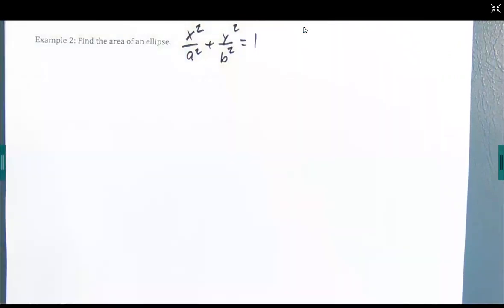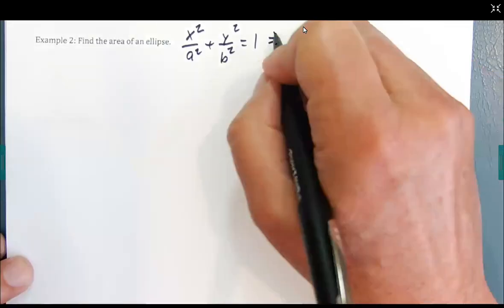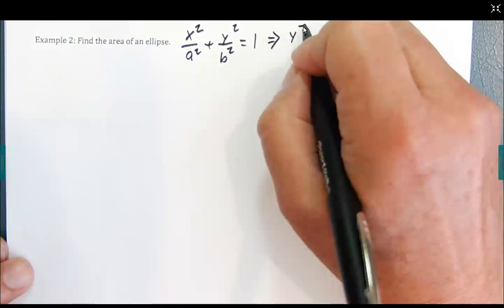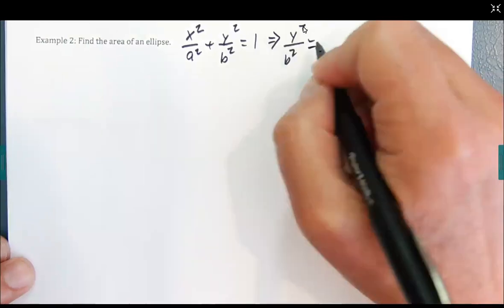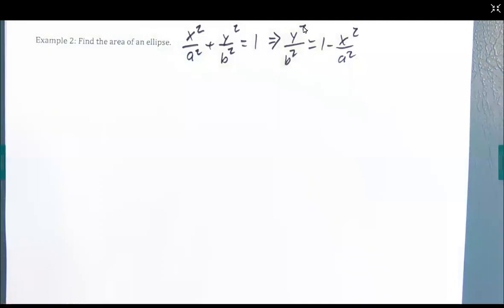Where a is how far from the origin we go in the x direction, and b is how far we go in the y direction, up and down. And what we're going to do is get y squared by itself. So this becomes y squared over b squared equals 1 minus x squared over a squared. Multiply the b squared over.